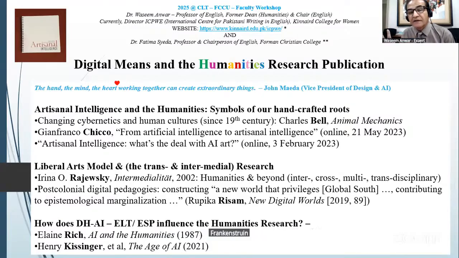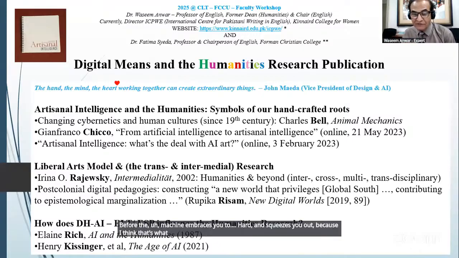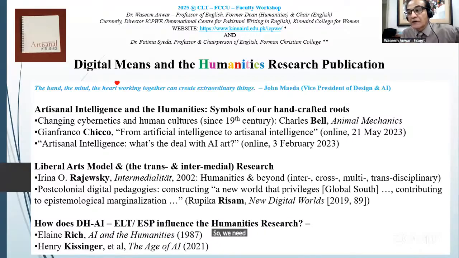the Frankensteinian dilemma that we face. It's good to embrace the machine before the machine embraces you too hard and squeezes you out, because I think that's what Frankenstein is about. So we need to keep our identity as humans as important as the identity of the machine could be in the future.